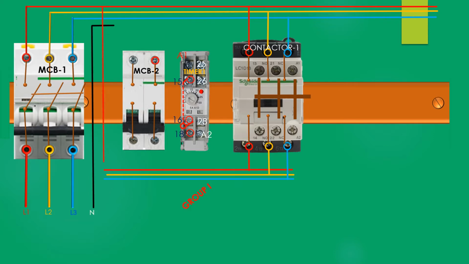R phase and neutral are connected at the control MCB, then to A1 and A2 terminals of the timer relay. When no voltage is applied at A1 and A2, contacts 15 and 16 remain connected. Let us check the continuity between 15 and 16 by using the multimeter.